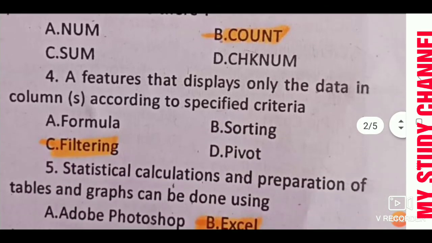Next question is, a feature that displays only the data in columns according to specified criteria. Here A is formula, B is sorting, C is filtering and D is pivot. Here answer is filtering. A feature that displays only the data in column according to specified criteria is called filtering.